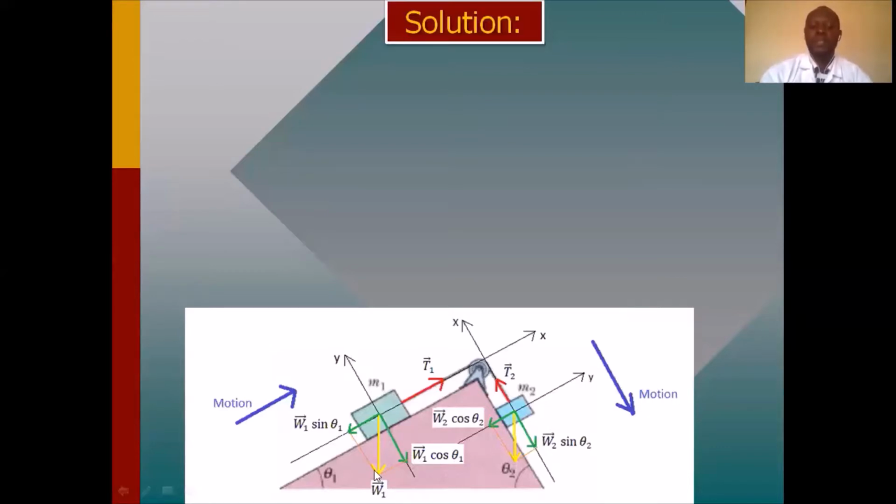The second component is weight 1 sine theta 1. So it is obtained by projecting the weight 1 on the x-axis, perpendicular to it. Then this component, weight 1 sine theta 1, is the opposite component to the angle. Because this component, weight 1 sine theta 1, is parallel to this line. And this line is opposite to the angle theta 1.